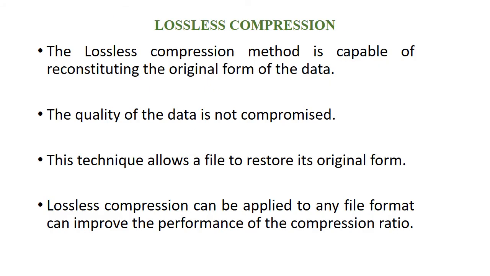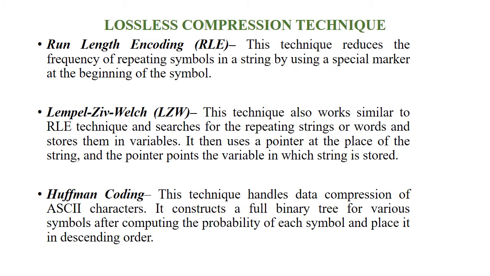Coming to lossless compression. The lossless compression method is capable of reconstructing the original form of the data. The quality of the data is not compromised in lossless compression. This technique allows a file to restore its original form. Lossless compression can be applied to any file format and can improve the performance of the compression ratio. In lossless compression, the maximum compression ratio lies between 2 and 10. That's the reason there is no compromise regarding the quality of the output image.